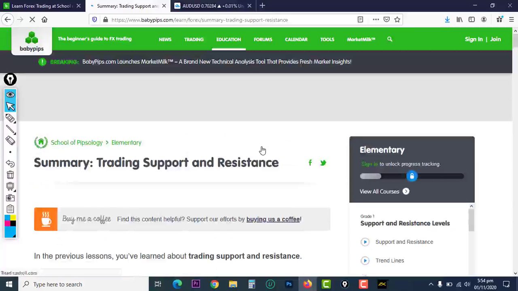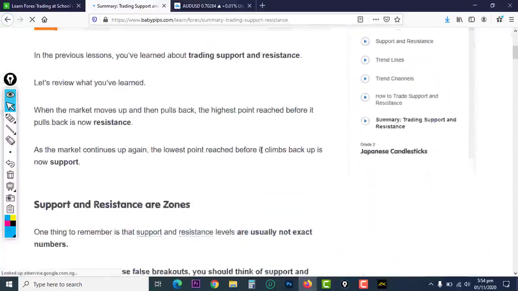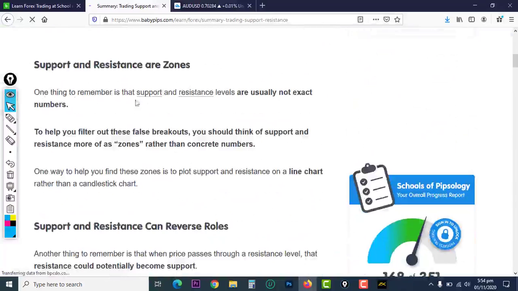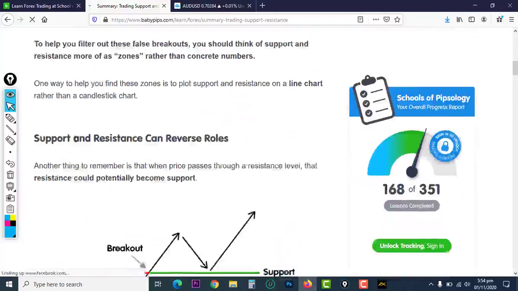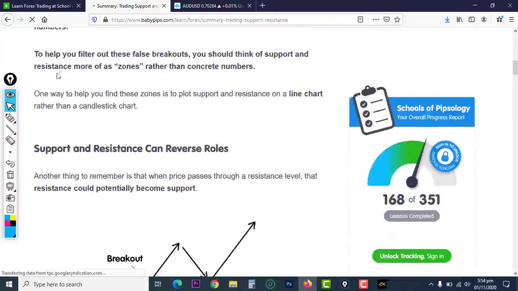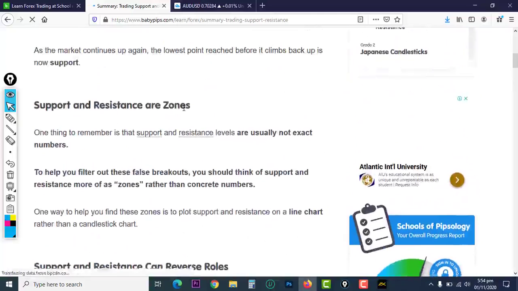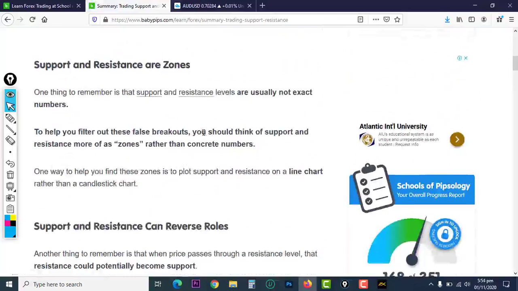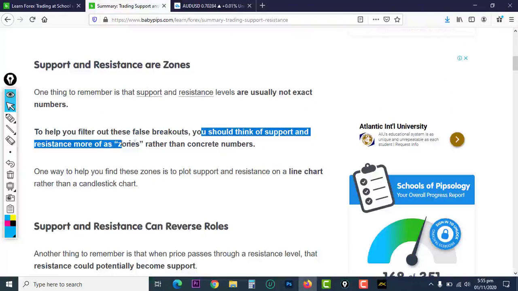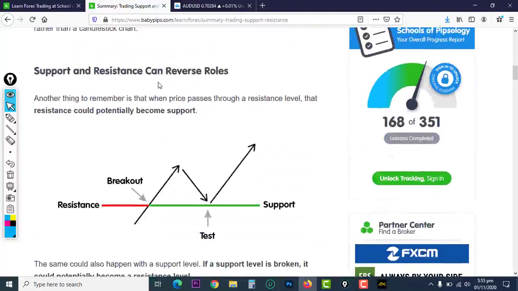So, summary, trading support and resistance. In summary, one thing to remember is that support and resistance levels are usually not exact numbers. They are areas in the market to help you filter out false breakouts, because the market might break, you might think that it's going down and it comes back up again, right? To help you filter out this false breakout, you should think of support and resistance levels as zones rather than concrete numbers. Okay, so support and resistance can reverse roles, exactly, right?